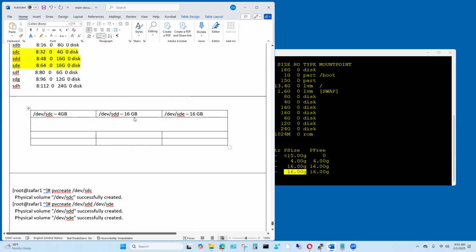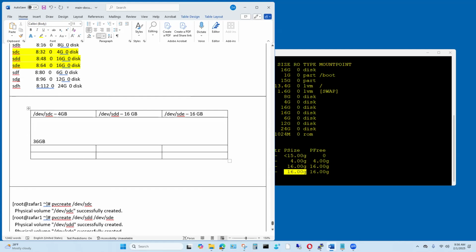If we add all this together, how many GB is it going to be? 16, 16, that's 32, and 4 more. So it's 36 GB.